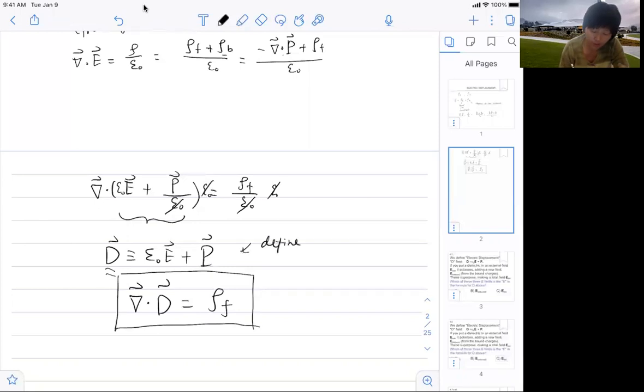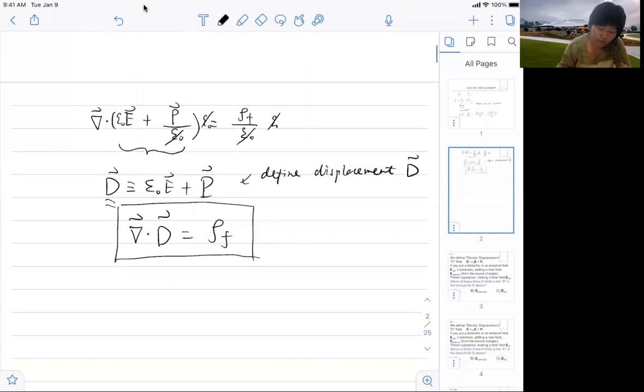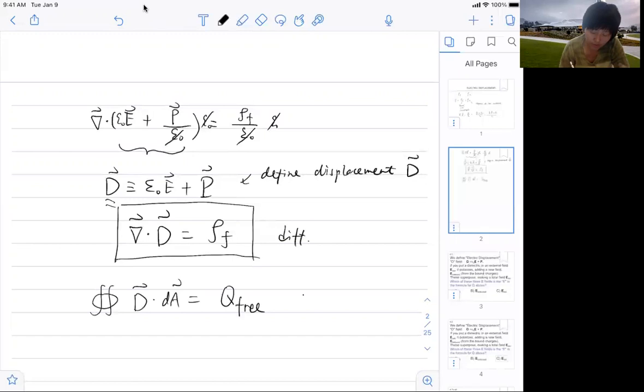Define displacement D, which is epsilon naught times E plus the polarization of the material, P. And you can see this is the differential format. Now, if you look at the integral format, it's going to be the integral of D dot dA, the flux of D, equal to Q free. So this is your differential format, and this is your integral format.